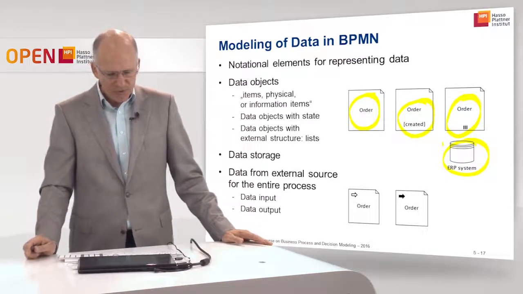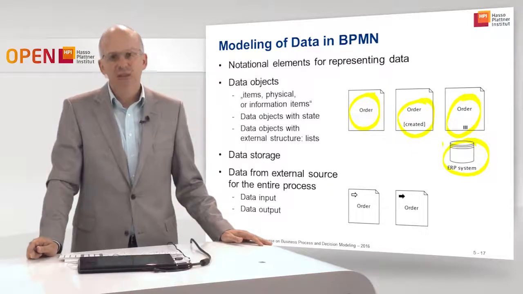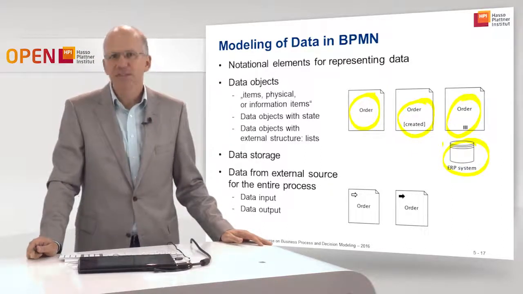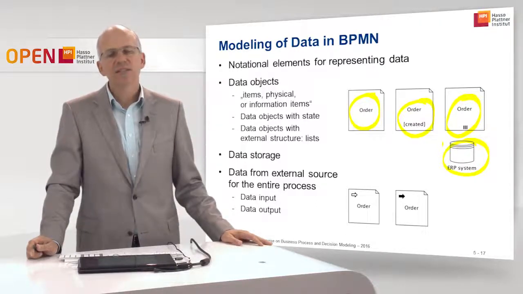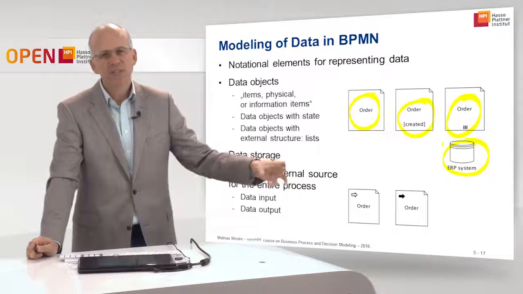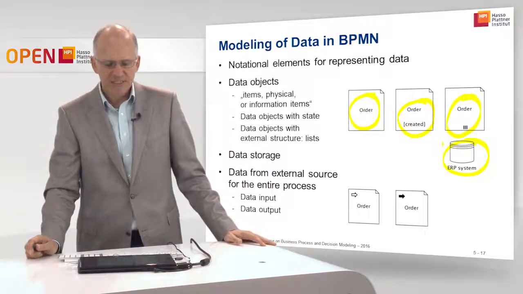Processes also work on external data, or use data that are provided by external sources or by other processes. We've seen this in video clip 5.1 in quite some detail. And this data is then used as data input. Data input of a process is data produced by another process and read by one business process.